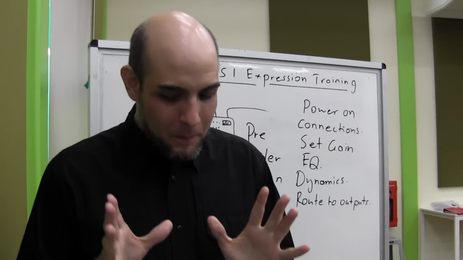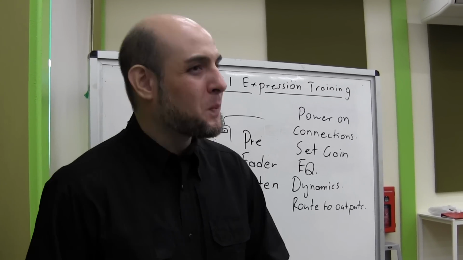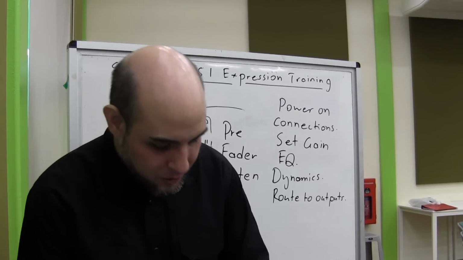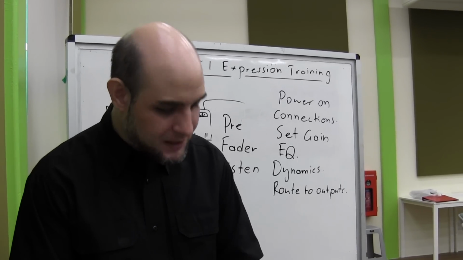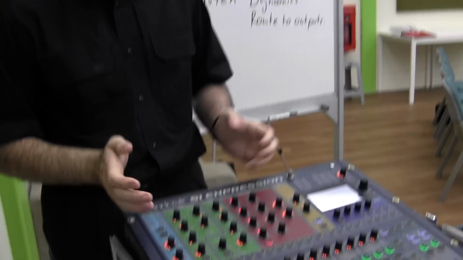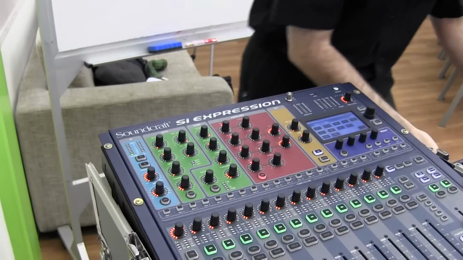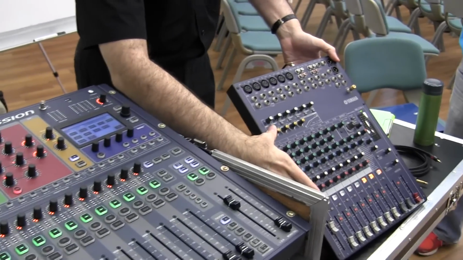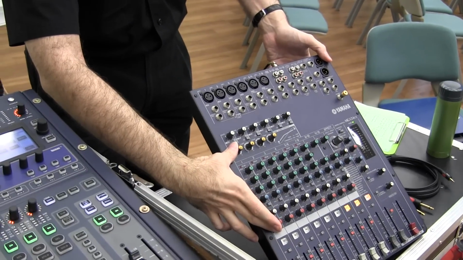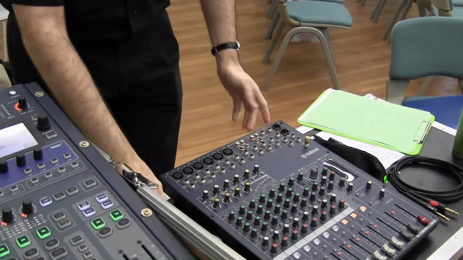Okay, so what we're going to do now is we're hooked up, we got sound happening. I'm going to walk you through this section. This is the ACS or assignable channel section. This is analogous to this section on your analog console, alright? Except it's much more powerful.